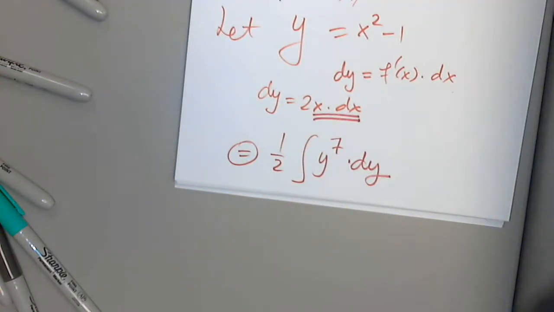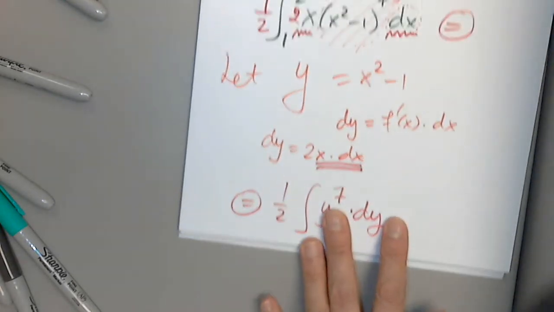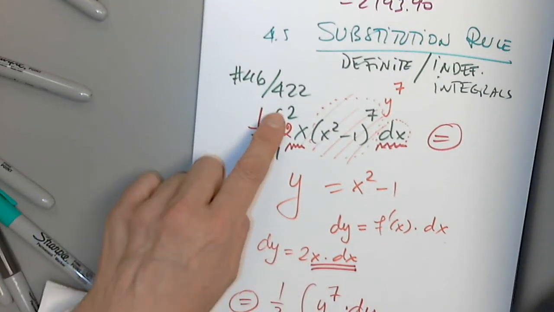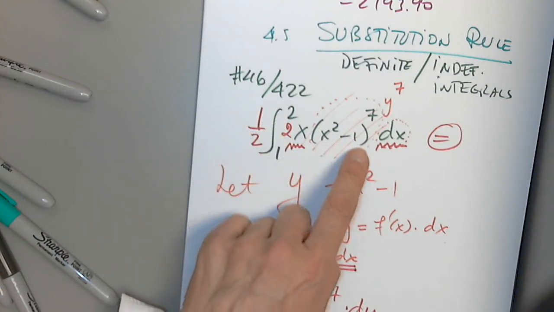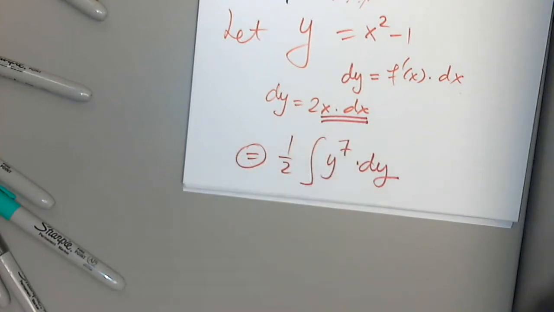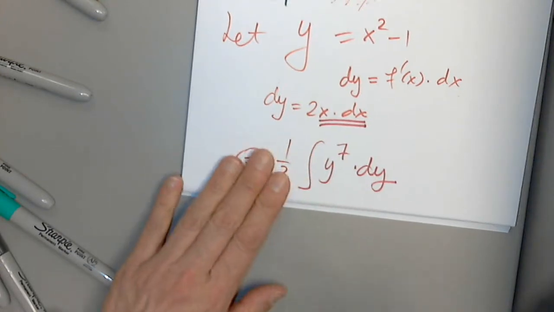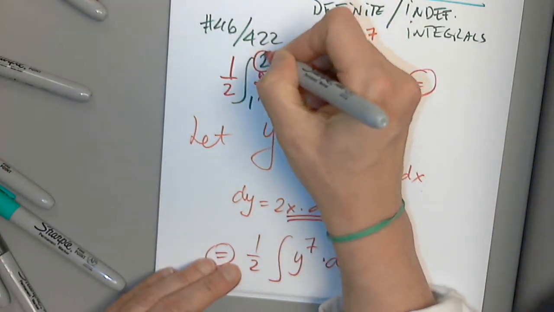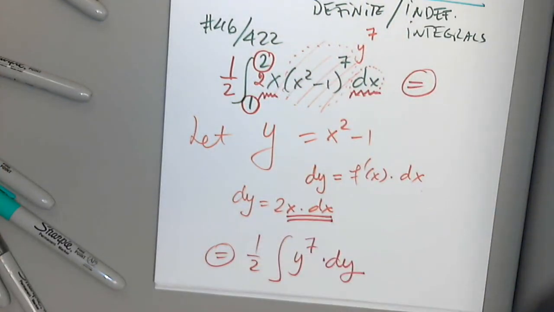Would you prefer this one, y to the 7th, which is y to the 8 over 8? Or would you prefer this one that has the integral from 1 to 2 from x squared minus 1 to the 7th times dx? Which one will you prefer? This one. Perfect. Now, I cannot copy these limits of integration. These limits of integration, they are for x, not for y.